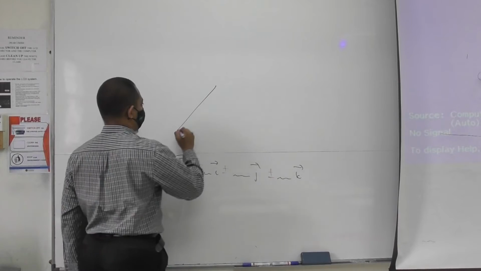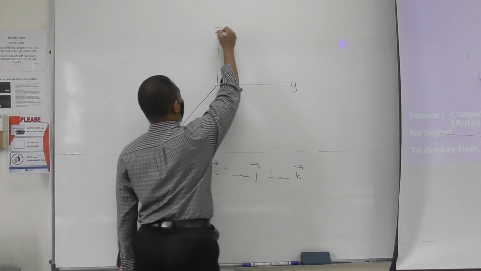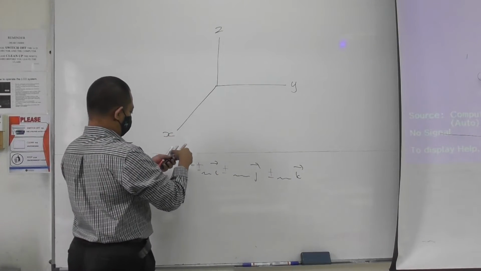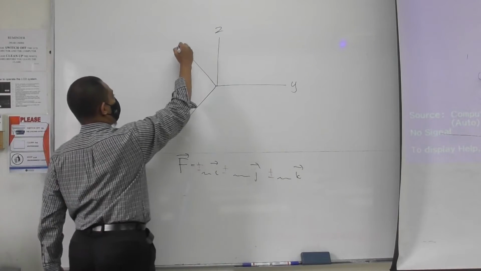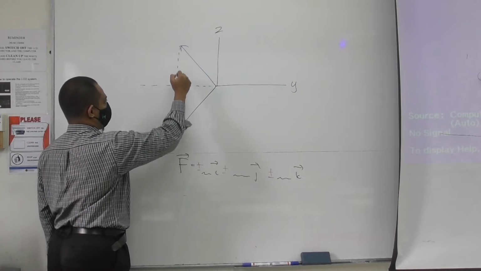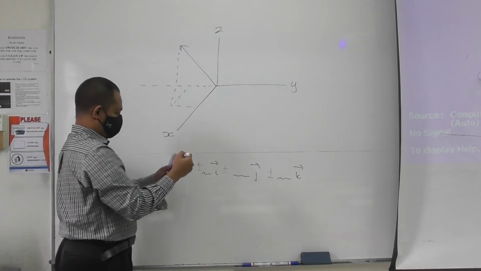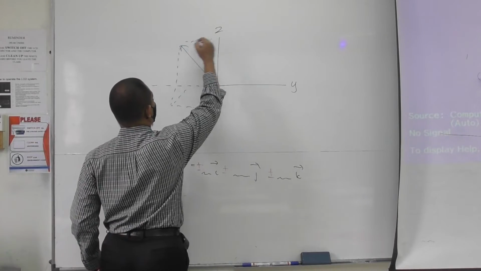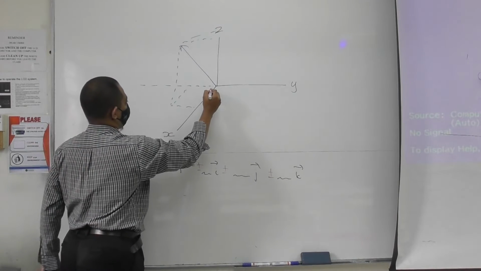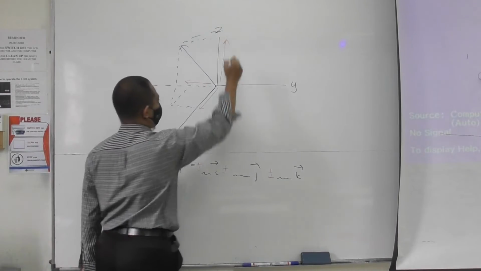So when you have x, y, z, normally for any force that you have, for example, if you have a force here and you project it down here, in this case the component is something like this. So you have the x component, y component, and z component, right?